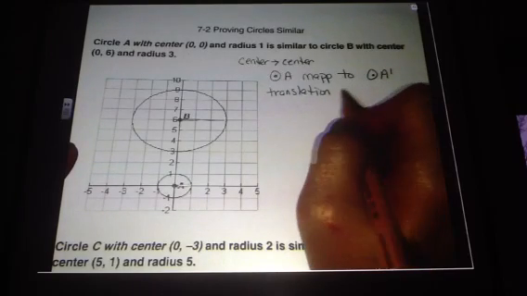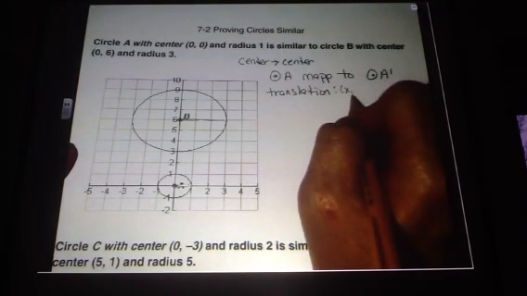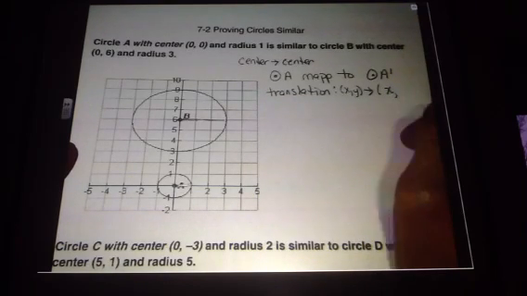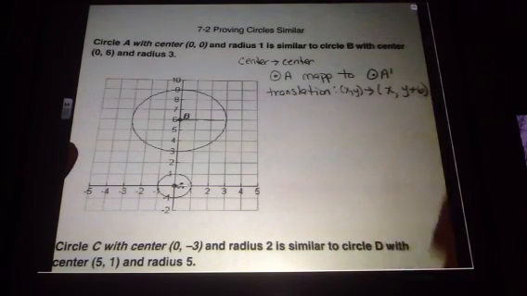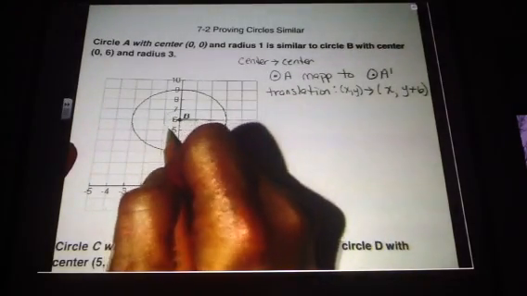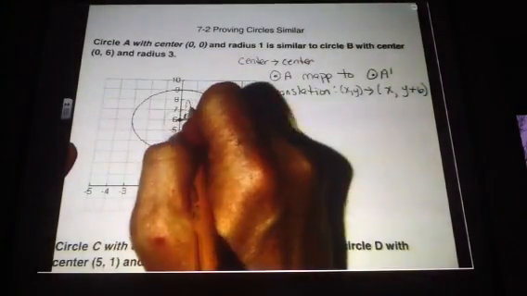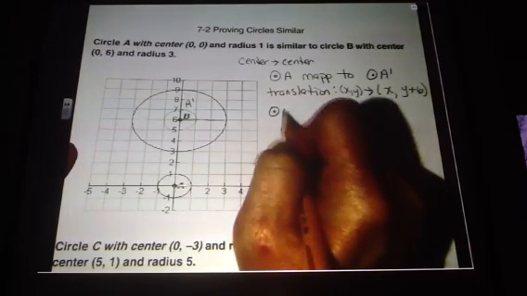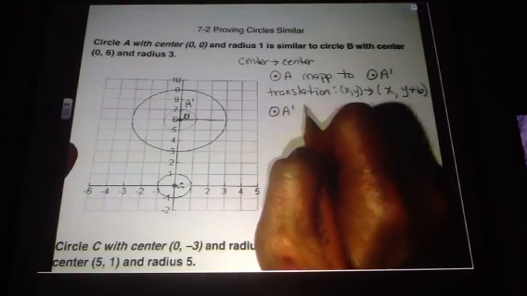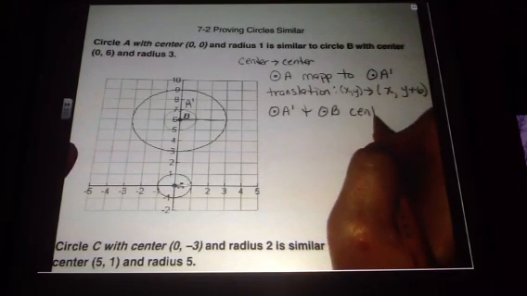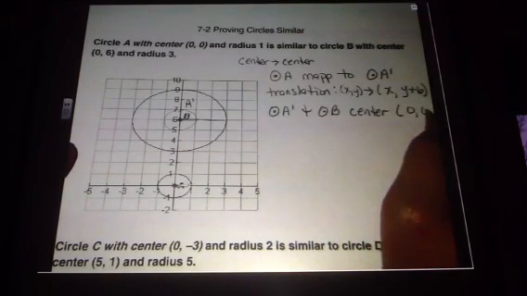So my translation rule is x. I didn't go left or right any, but I went up 6. Okay? So when I do this, it's not going to be a perfect circle, but it's going to be right there. And that's going to be A prime. So now I have circle A prime and circle B with center at 0, 6.